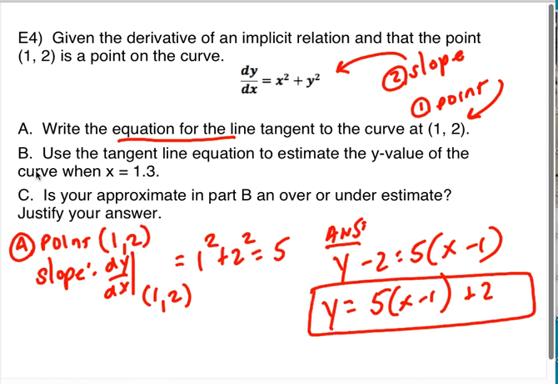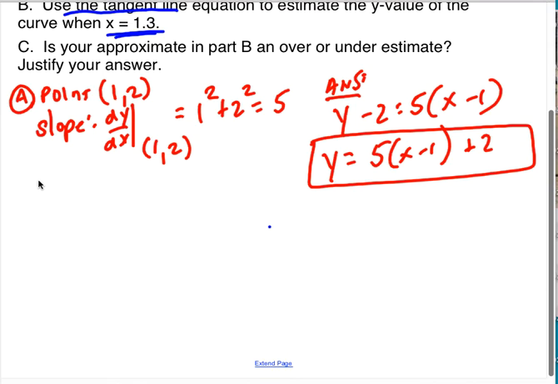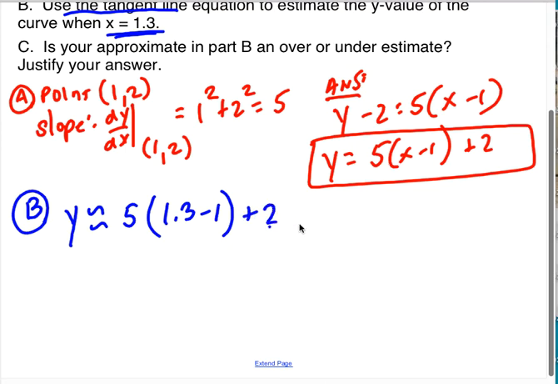Oh, look, that's what's happening in B. Use the tangent line you made to approximate at x is 1.3. All right, so for B, y is approximately 5 times (1.3 minus 1) plus a 2. So that's going to be a 5 times a 0.3, which is a 1.5, plus a 2, so 3.5.